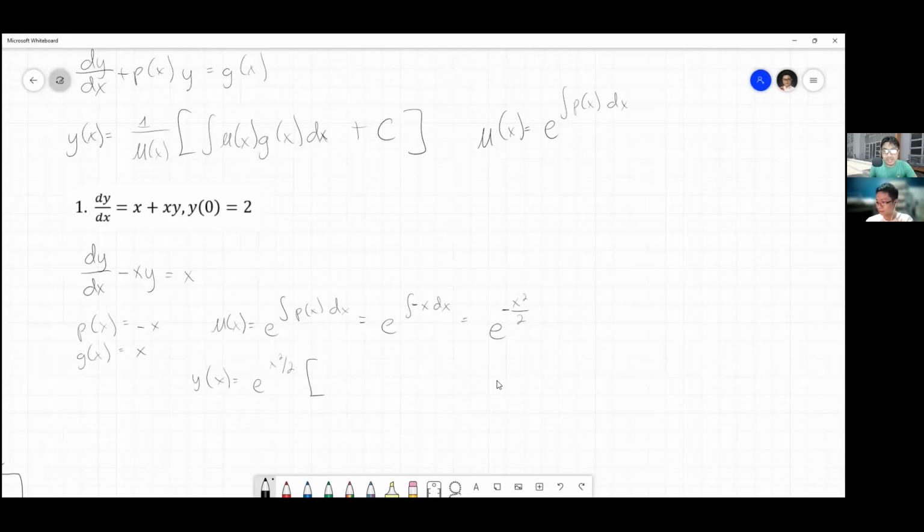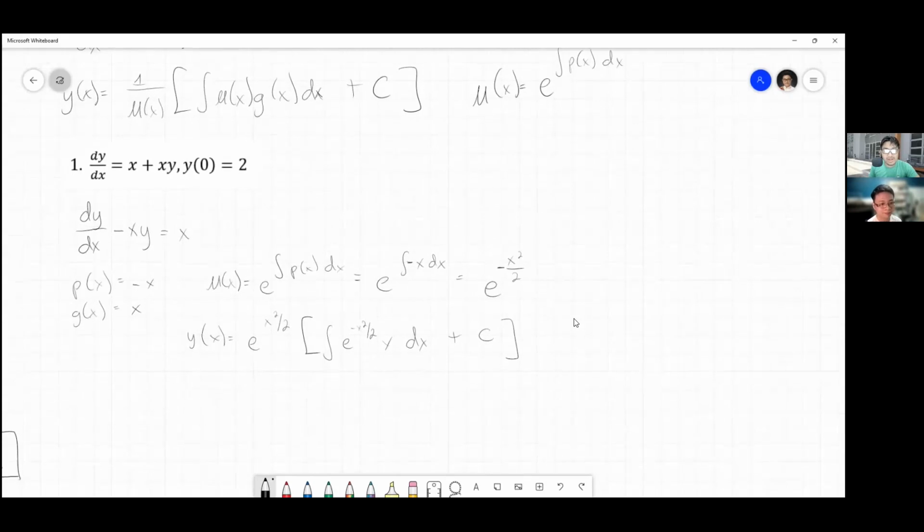times integral ni mu times g of x dx. So, meron tayo ditong mu natin is e to the negative x squared over 2. G natin is x. And then dx. Yan. If makakalimutin kayo sa plus c, kanya siya ilagay dyan. If hindi naman, okay lang na wala yan. Pero ako, makakalimutin ako. So, better safe na lang.